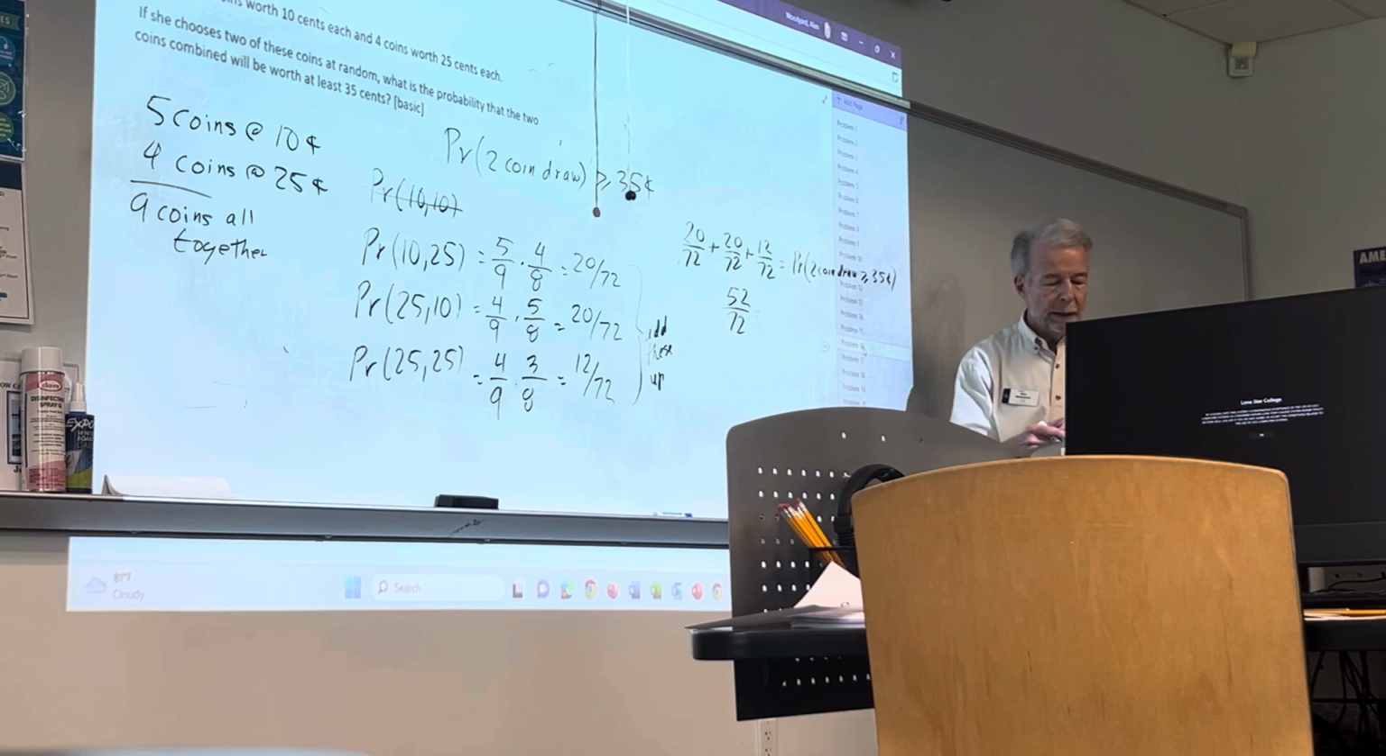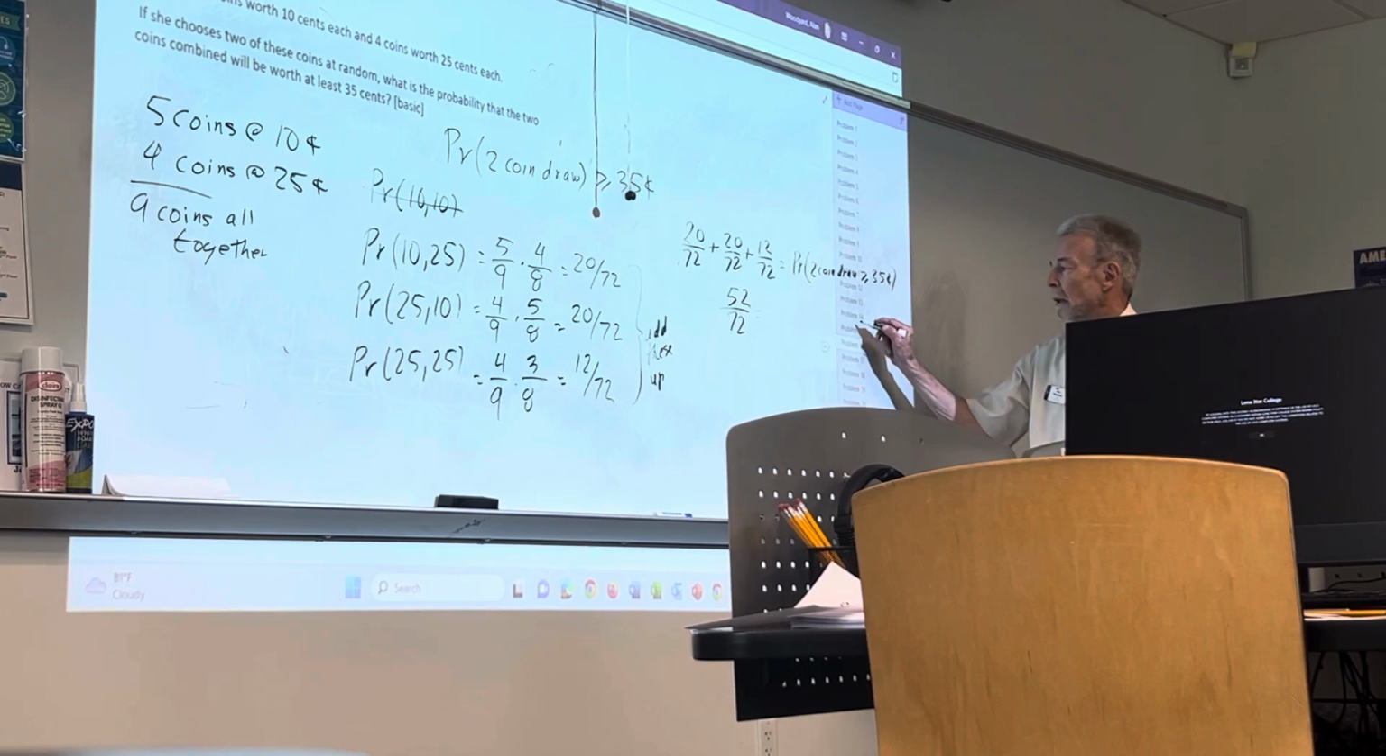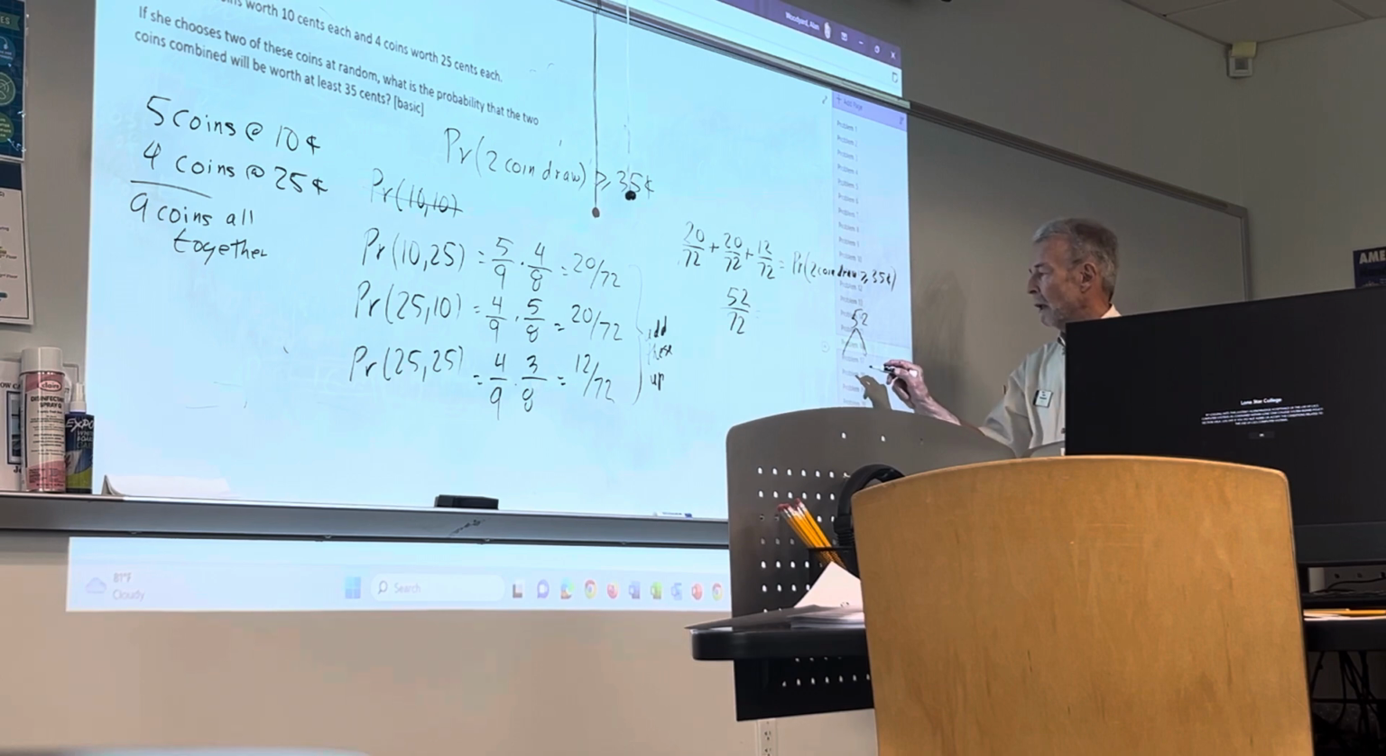But you see, that's not one of the answers in our choices. So we have to simplify this. And we can do that by doing a little bit of factoring. You talked about the factoring tree maybe in one of your classes. So we say 52. Well, 52 could be 2 times 26, and 26 is 2 times 13. So this would be 2 times 2 times 13.